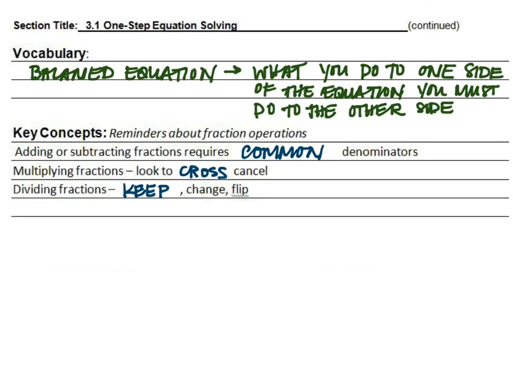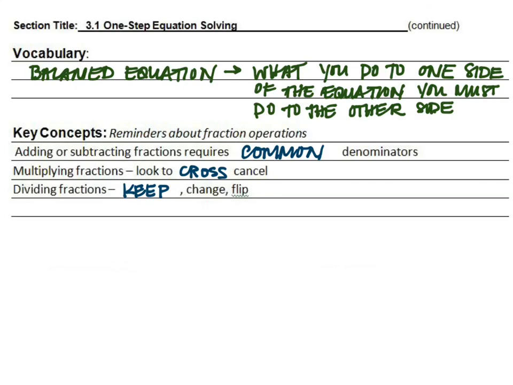So please turn to the back side of our 3.1 one-step equation solving worksheet that we were working on last class. And here we're going to indicate the vocabulary we have for a balanced equation. So what you do to one side, you have to do to the other side of the equal sign. And the key concepts for reminders about fractions.